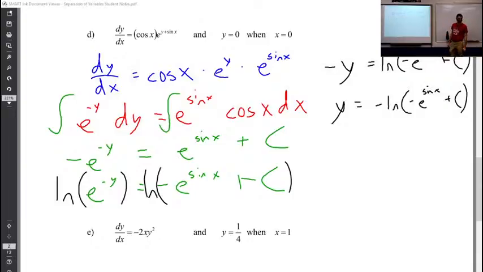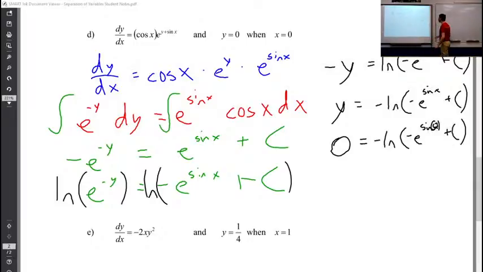And now we're just going to plug in our point, which is 0, 0. 0 equals negative natural log of negative e to the sine of 0 plus c. Plugging in 0 for x. And I could solve this equation, but I know that this means that negative e to the sine of 0 plus c.